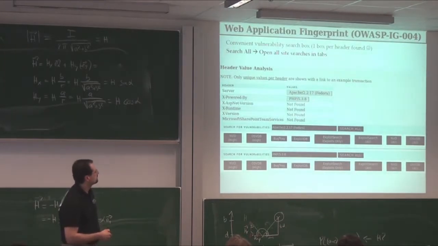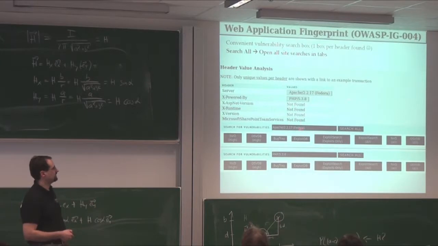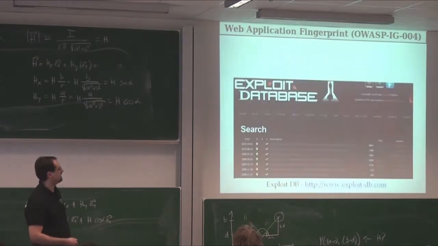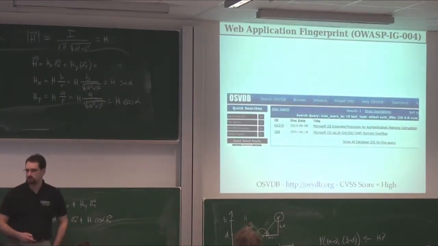So for each of the values found in the headers, you have this search for vulnerability search box that makes it more convenient. So this is like a checklist with the OWASP testing guide, and in here you have a checklist for each of the fingerprints found. You have a vulnerability search box. So this opens each of the popular sites to search for vulnerabilities, and there's an obvious button for convenience here to search all, and this will open tabs like Exploit Database, National Vulnerability Database, OSVDB.